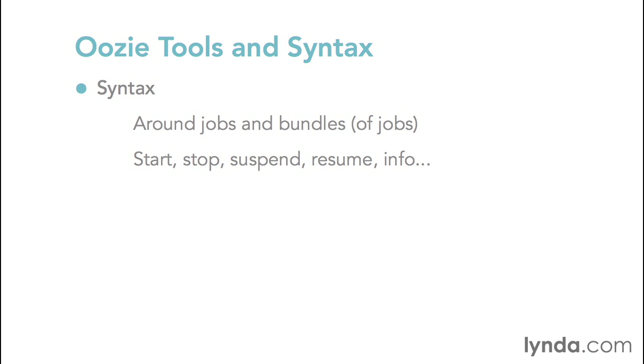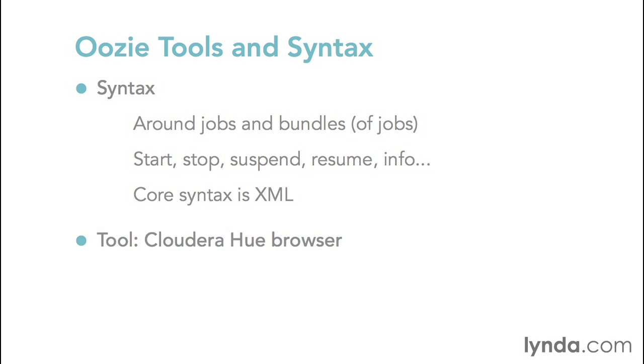This is something I haven't mentioned to date in this course, and it is kind of important when we start to schedule jobs. Now, most people use some kind of a tool to work with Oozie because the core syntax is XML, and most of us do not want to write job scheduling in XML. So for the purposes of showing you, I'm going to again use the Cloudera Hue browser, which is a pretty simplified version of what can be done with Oozie, but it is a lot better than writing XML.